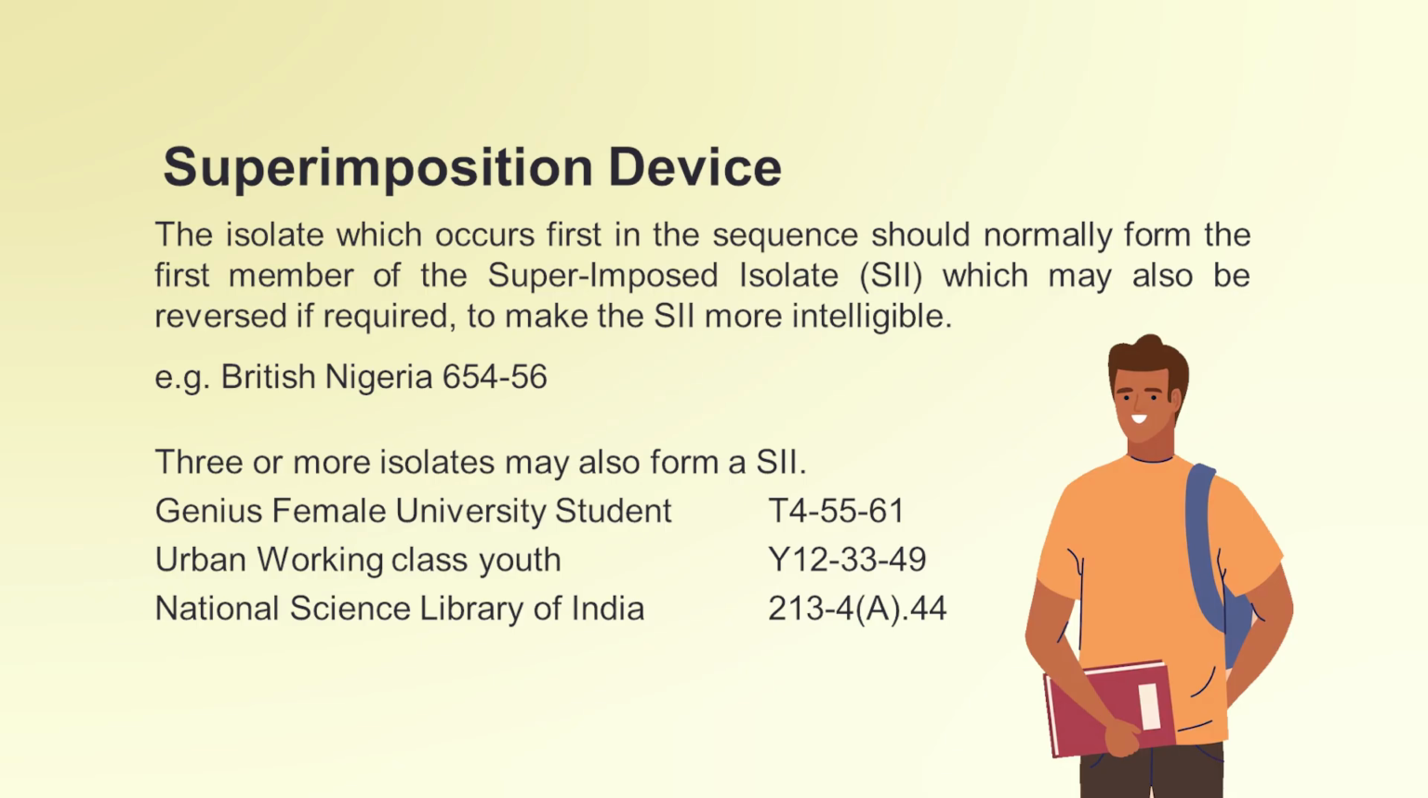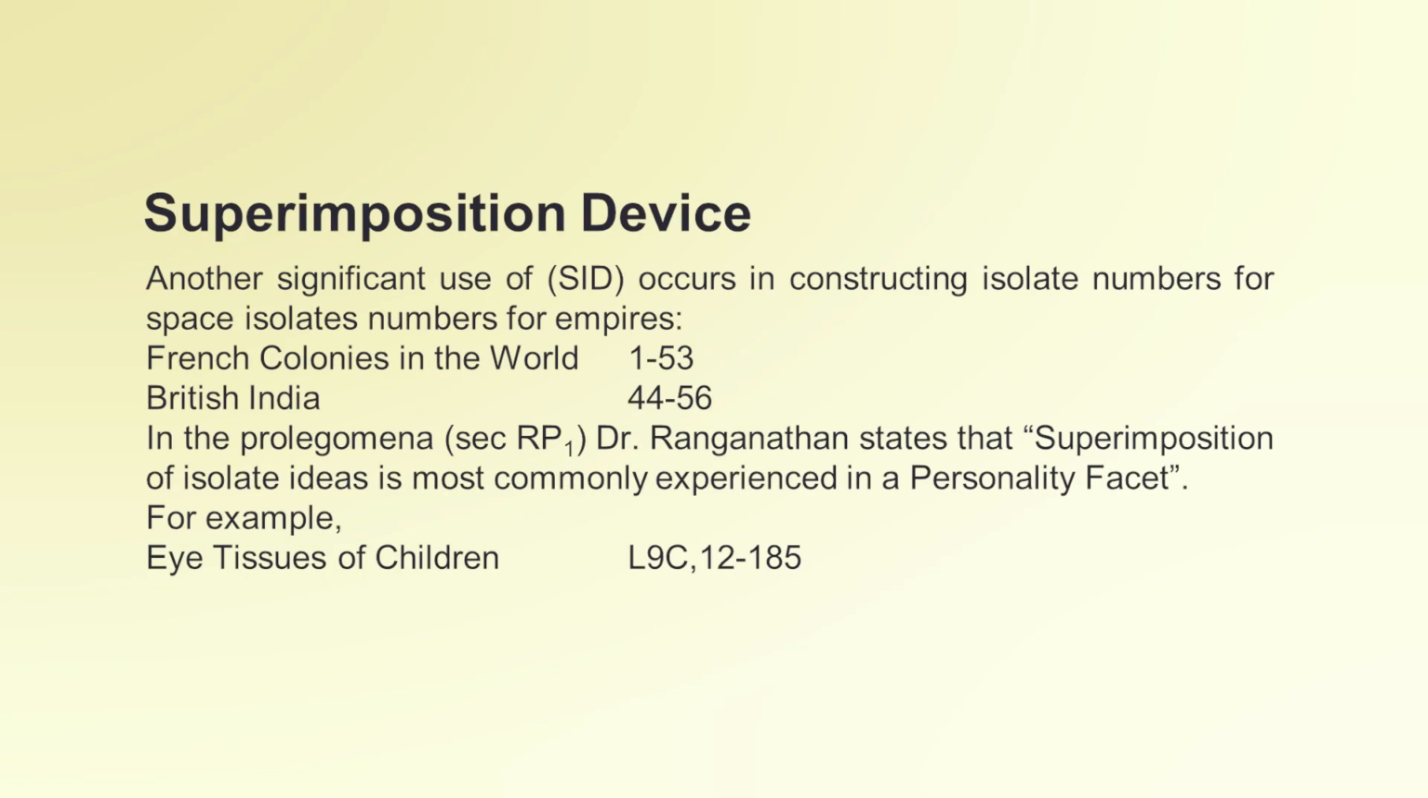Three or more isolates may also form a superimposed isolate, such as here we present some examples: genius female university student, or urban class youth. Here genius female university student is T4-55-61, etc. Another significant use of superimposition device occurs in constructing isolate numbers for space isolate numbers for empires such as French colonies, or as we have seen, British Nigeria.